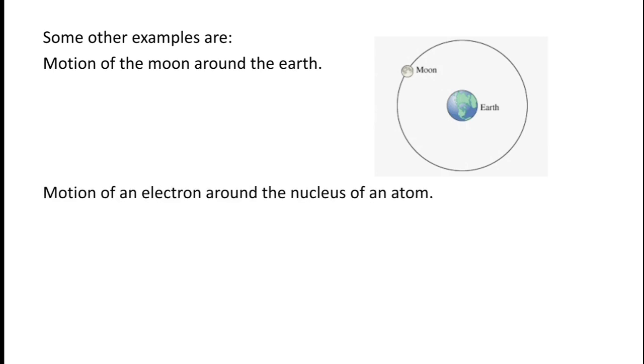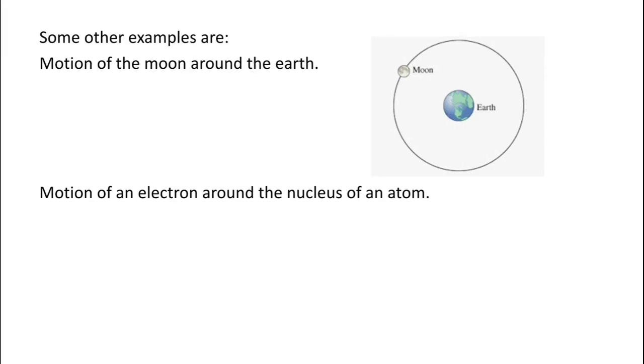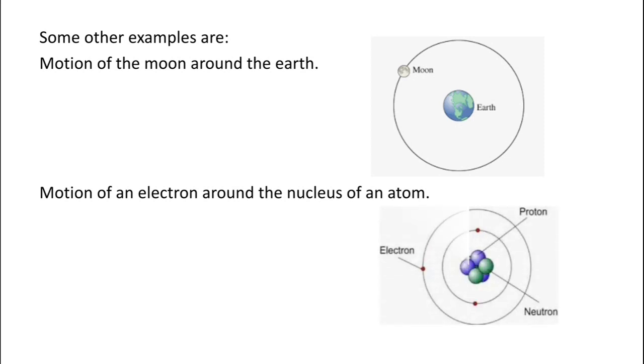Again, the motion of an electron around the nucleus of an atom is an example of circular motion. You know by structure of atom that neutron and proton are confined in a small volume which we call nucleus, and electrons are revolving around it in a particular orbit, as you can see here. So, motion of electron around the nucleus of an atom is also an example of circular motion.